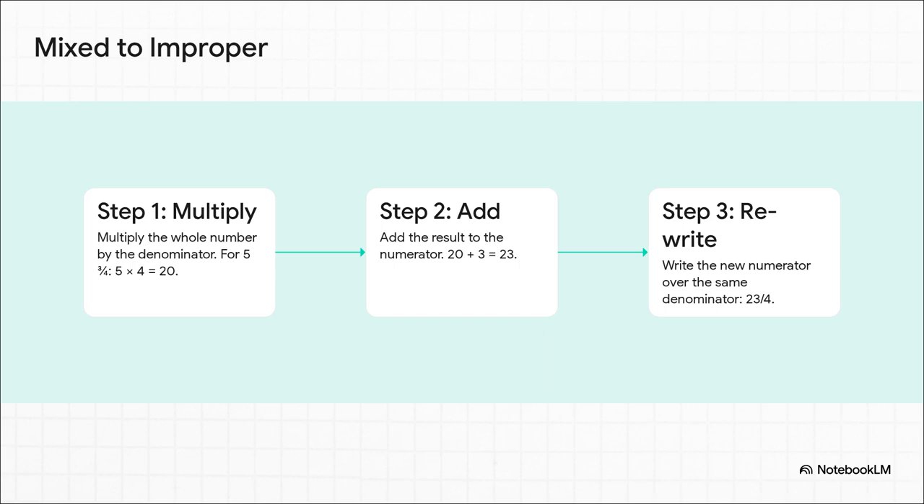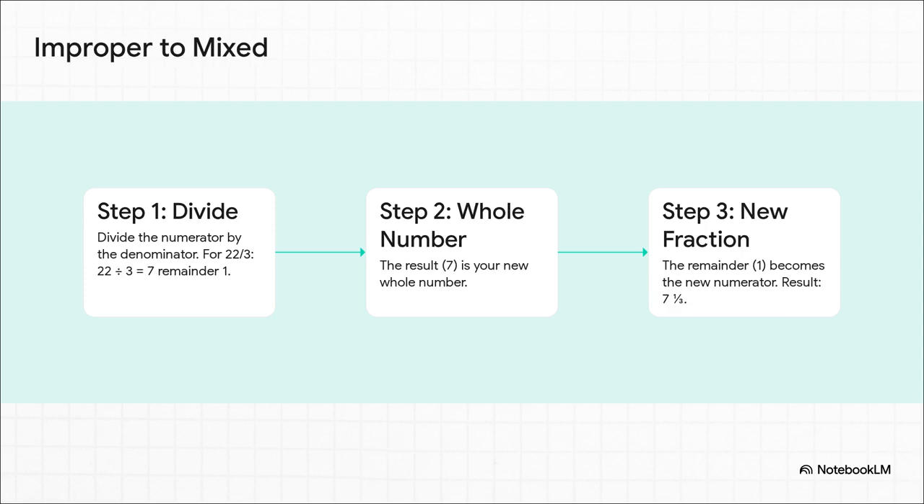So how do you actually switch from a mixed number to an improper one? Let's use the example on the slide, 5 3/4. Step 1, multiply the big whole number by the bottom number of the fraction. So 5 times 4 is 20. Step 2, add that result to the top number. So 20 plus 3 is 23. And for the final step, you just write that new number, 23, over the original denominator. So 5 3/4 becomes 23/4. Easy. And what about going the other way? Well, it's just as simple.